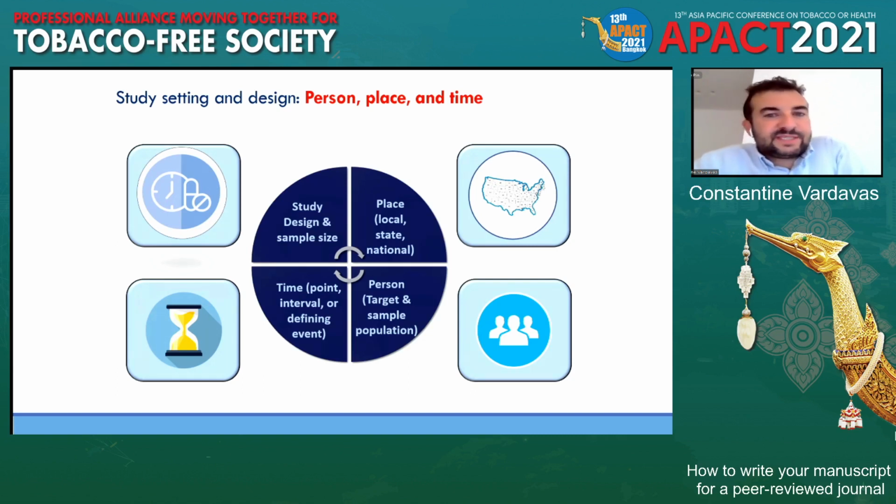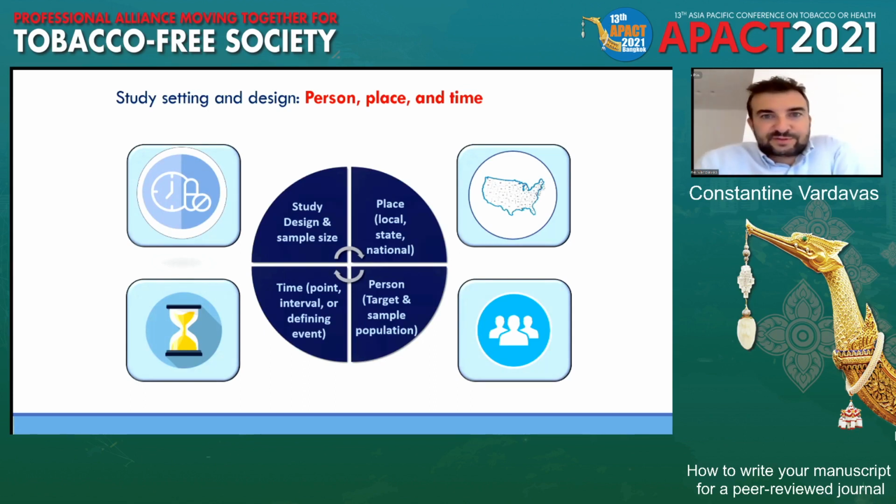An example would be: we performed a cross-sectional study, that's the study design, among 2,000 residents, sample size and target sample population, in Thailand, that's the place, in 2021, that's the time. So within one sentence, I gave the study design, the sample size, the place, and the time. That automatically gives the reader a picture of the methods of the manuscript.